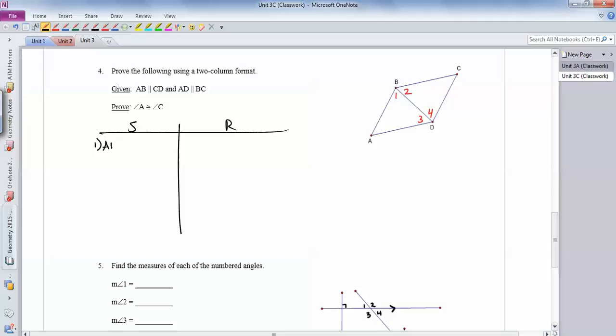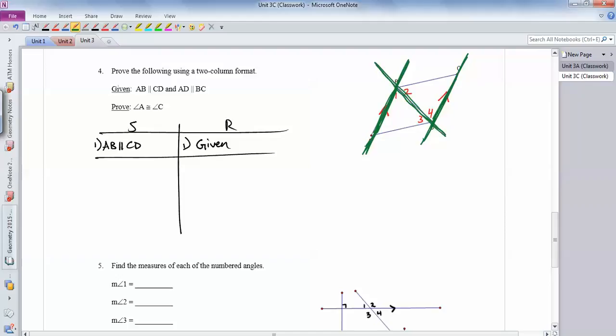So AB parallel to CD is given. Now what I'm going to do is come over here and mark AB parallel to CD in my picture. I'm not going to list the second given yet. I'm going to look at what these parallel lines do for me. They're my parallel lines, and I'll extend them a little bit. And here's a transversal.